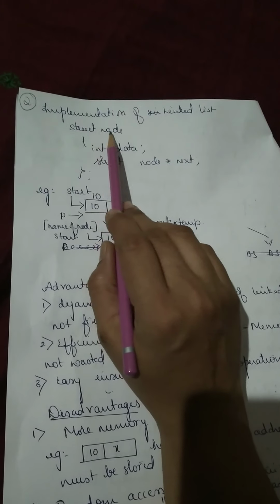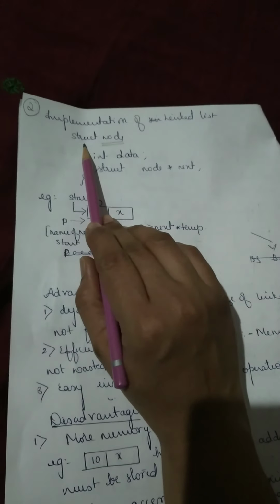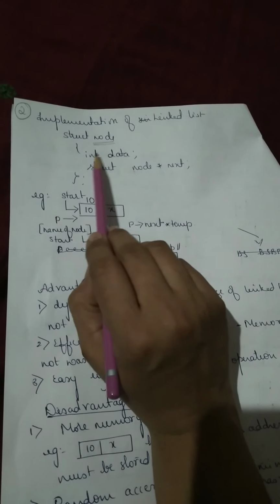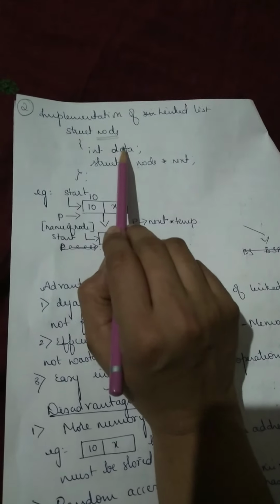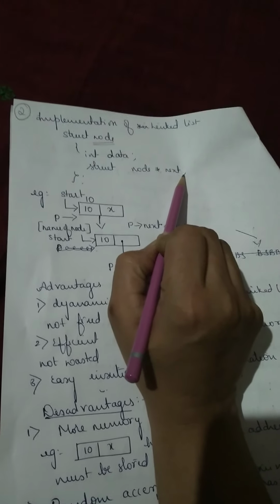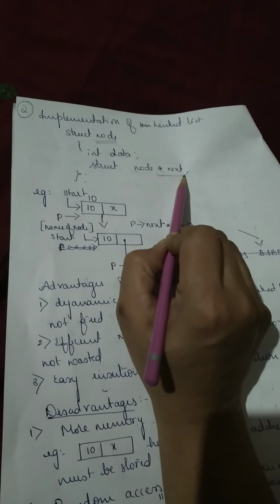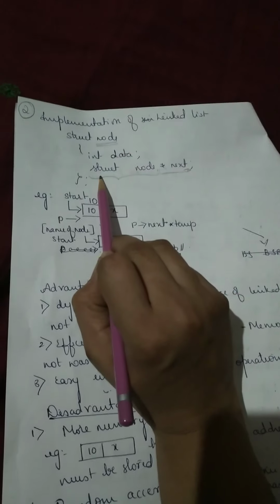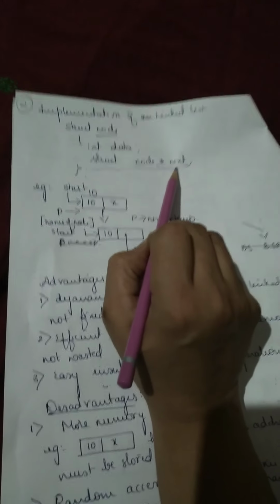Implementation of linked list. See, in a simple manner, we take a node as a structure. A structure will contain 2 pieces of information. One is data and another is a pointer to the next node. This pointer to the next node is declared as one more structure variable under struct node.